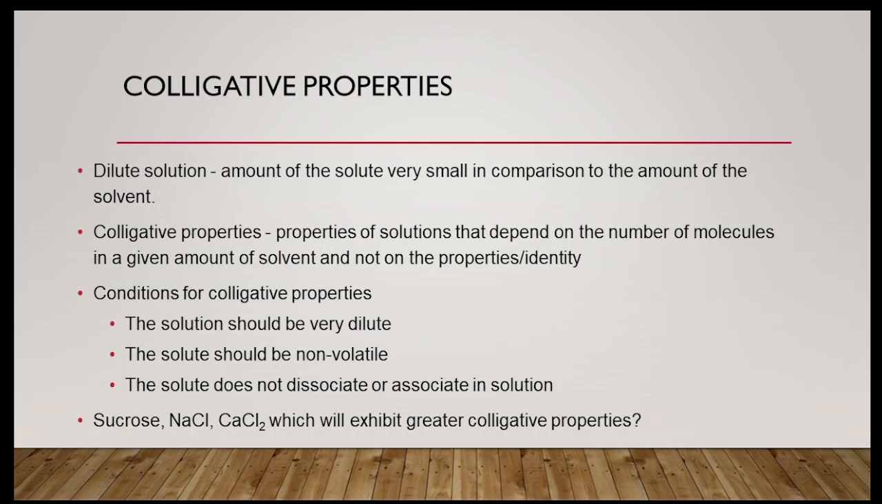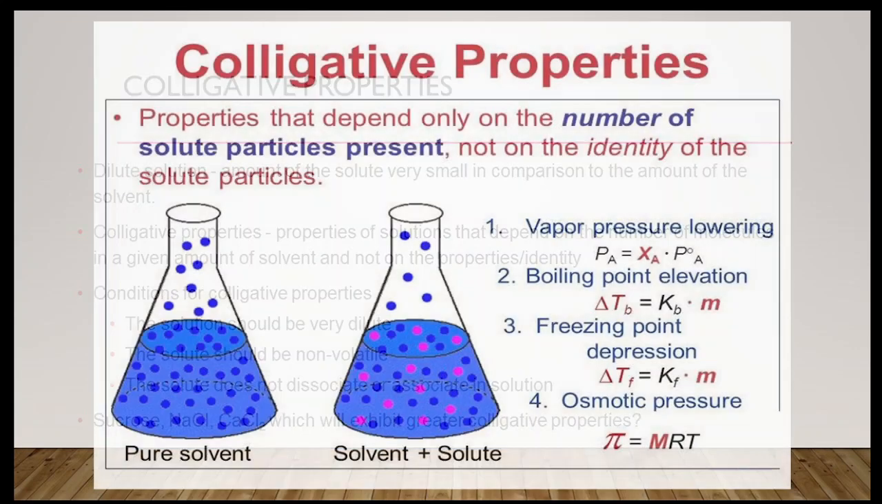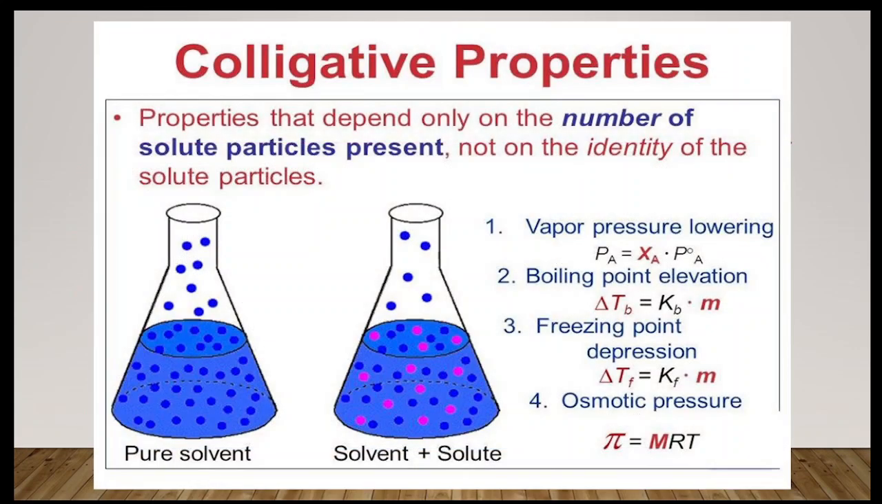Now we understood what colligative properties are, which kinds of solutions show colligative properties, and the conditions that are necessary for their exhibition. Moving on, we will look at the four types of colligative properties. As I mentioned earlier, the properties depend on the number of solute particles present and not on the identity of the solute particles.